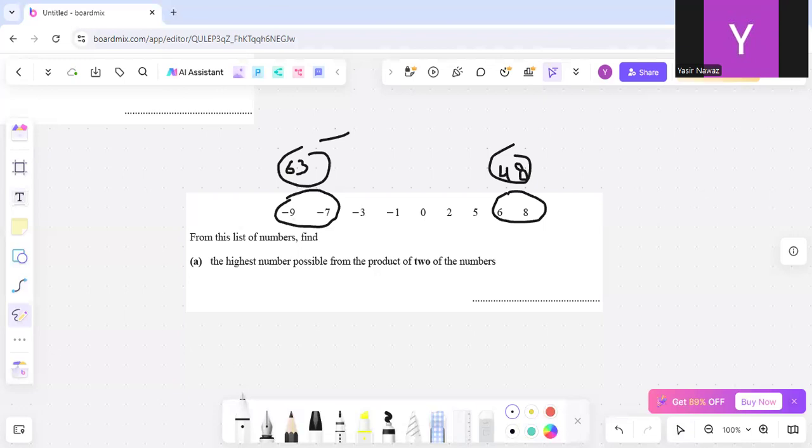And you can consider all the numbers here, because these two are the extreme number on the negative side and the extreme number on the positive side. So you can check any other number. So the largest would be 63.